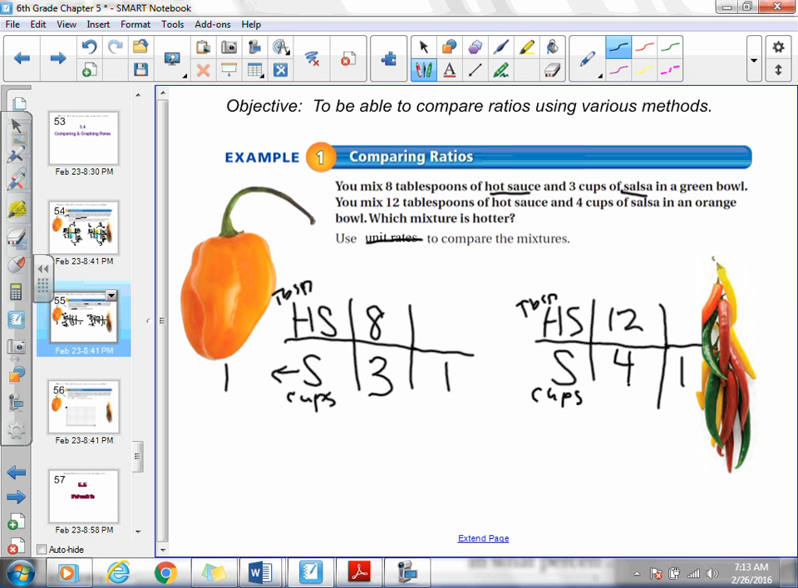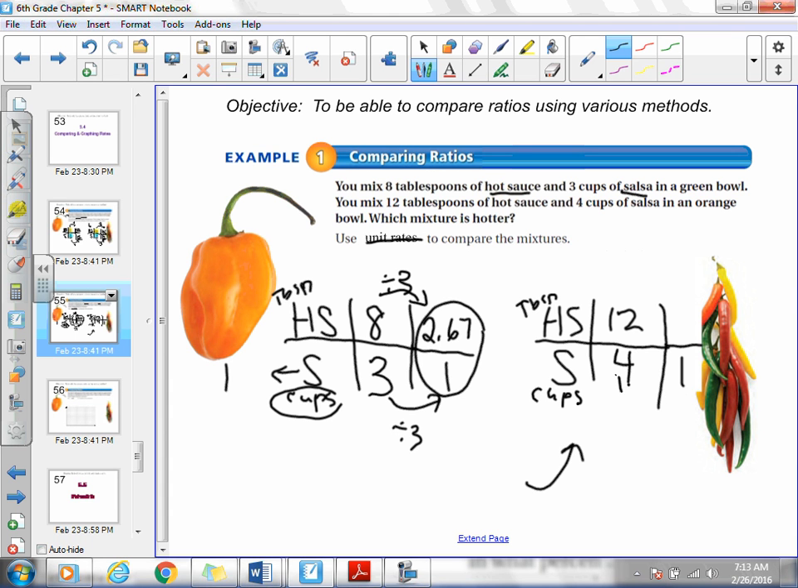All right, so again, a unit rate tells us how much would be in 1 unit, or 1 cup of salsa. So here I'm going to say, okay, how did they get from 3 to 1 by multiplying or dividing? They took 3 divided by 3. So if we take our salsa and divide it by 3, we need to divide our hot sauce by 3. And when I do that, I get, I'm going to round it, about 2.67 tablespoons of hot sauce if we use 1 cup of salsa.